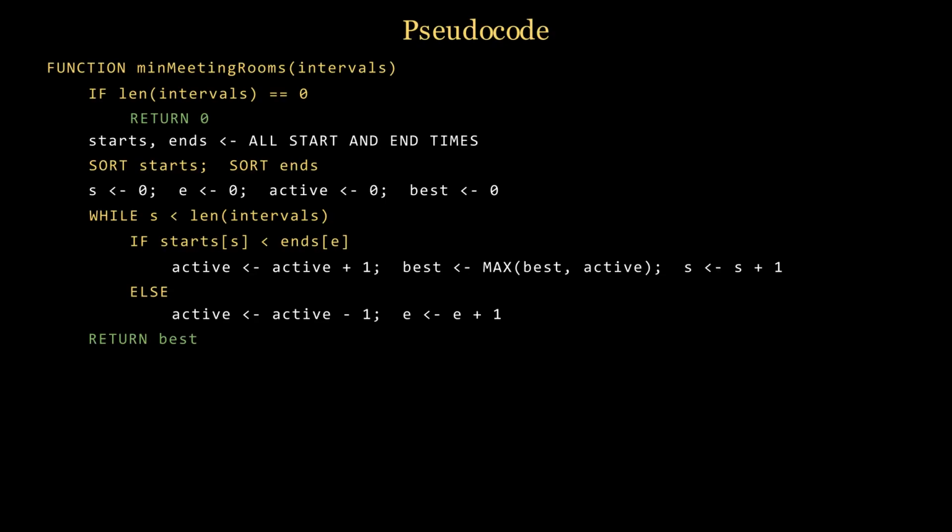Pseudocode for Meeting Rooms 2, handle an empty list with 0. Collect every start and every end, sort both arrays, then sweep with two pointers. If the next start is before the next end, another meeting is active, so raise the count and track the maximum. Otherwise an end came first, so decrement active and advance the end pointer. Return the best peak you saw.